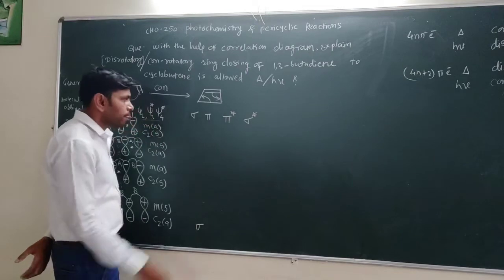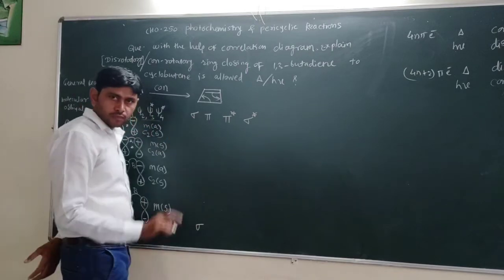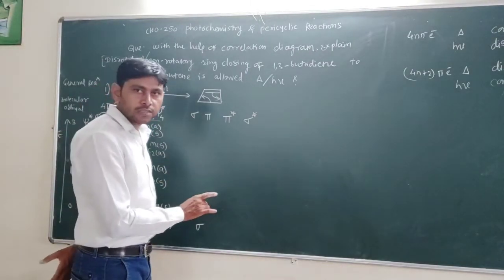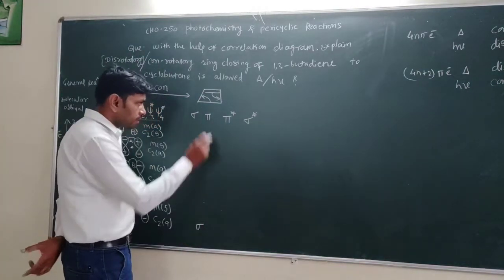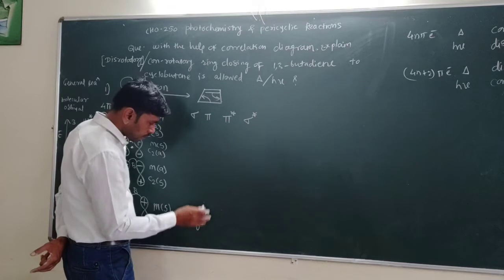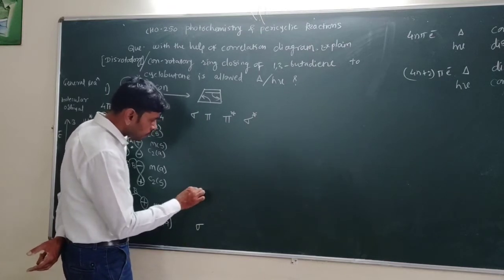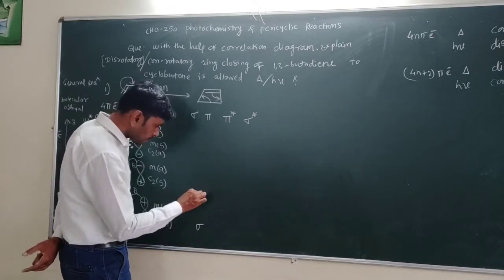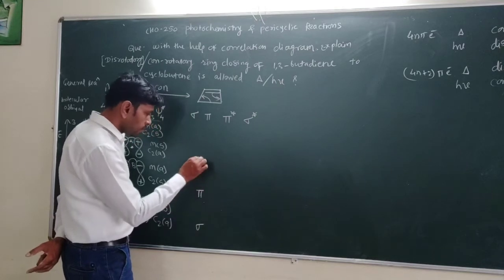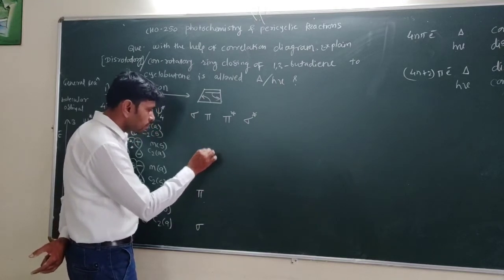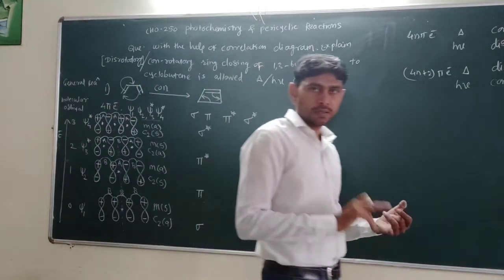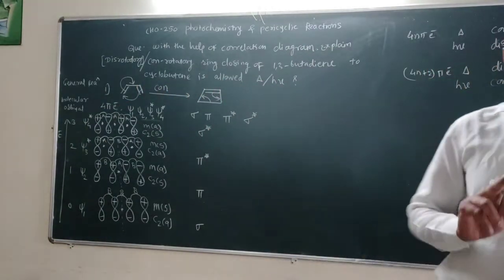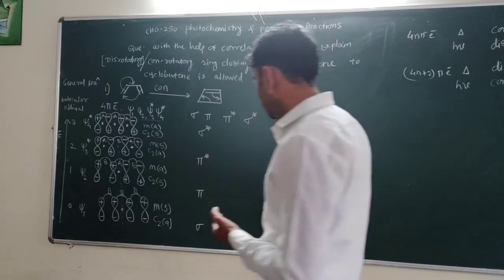Sigma has the lowest energy. We know the reason for lowest energy is that there are more bonding orbitals. That's why sigma is present at the bottom, with the lowest energy. Then the second one is pi, the third is pi star, and then sigma star. So the energy ranking is: sigma lowest, then pi, then pi star, and then sigma star.